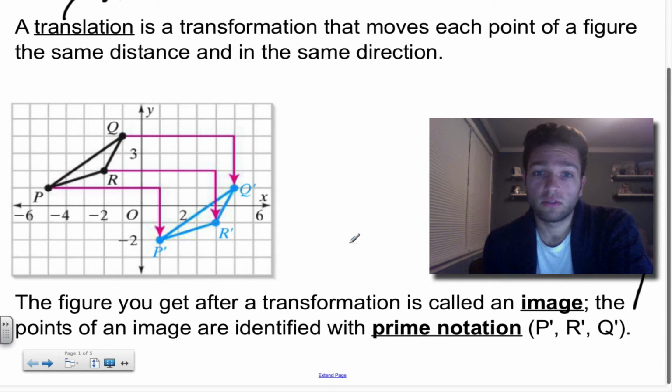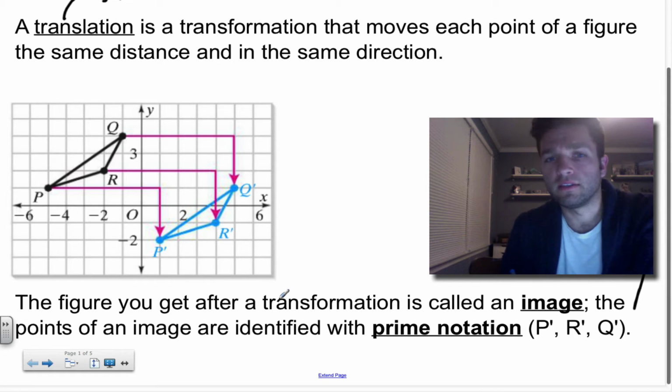So once you're done doing whatever transformation you're doing, you'll redraw your figure and label it, but instead of just using the same letters, it'll be the same letters with prime notation. So you would read those letters as P prime, R prime, and Q prime. That's what the little apostrophe looking thing is.